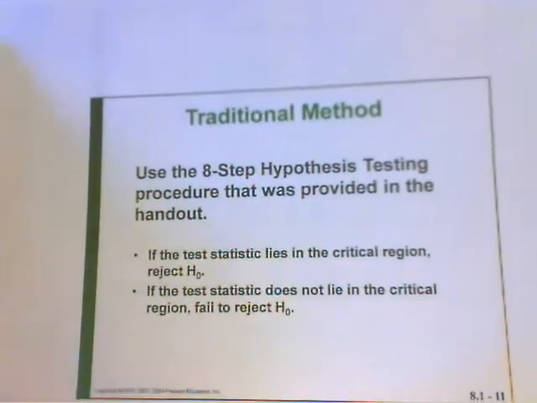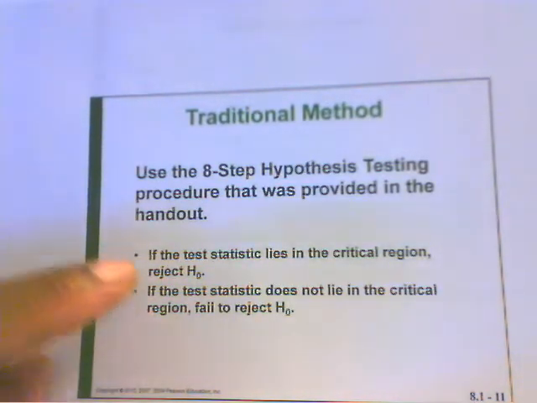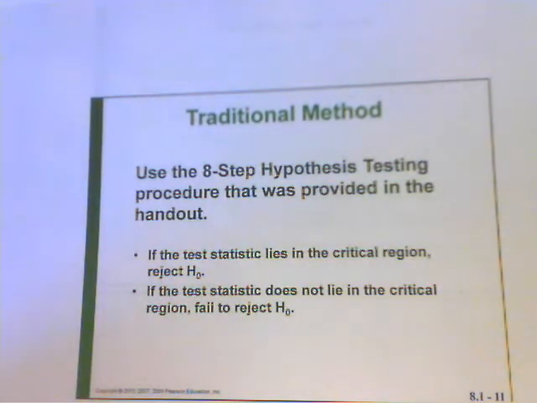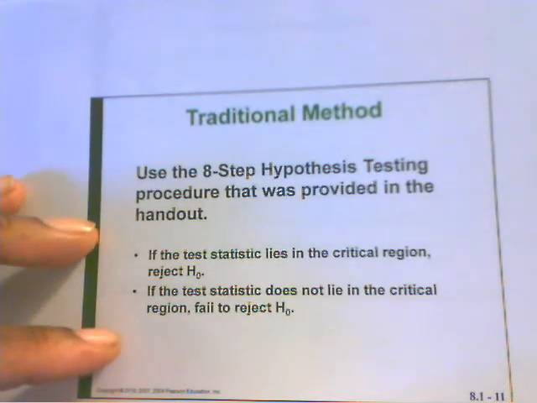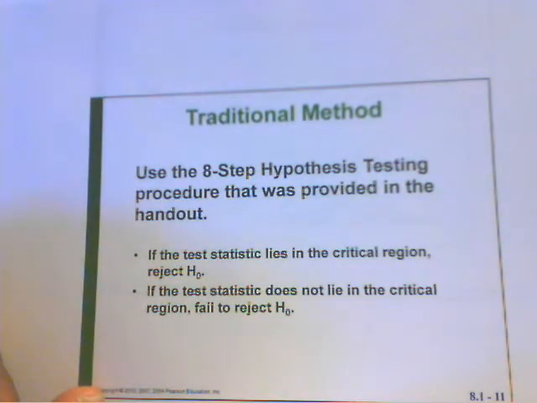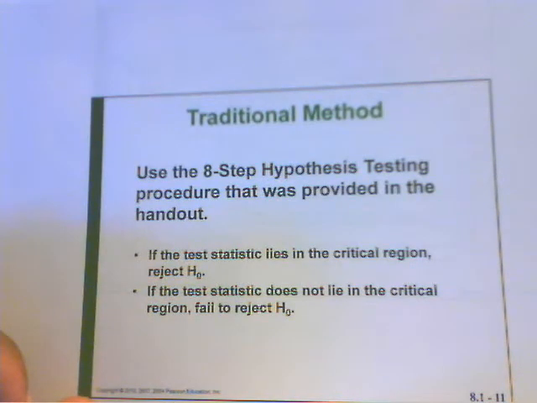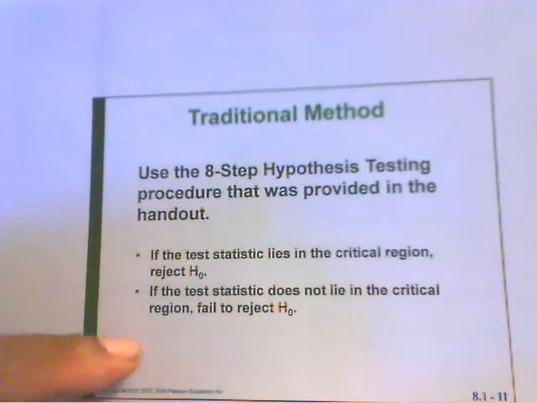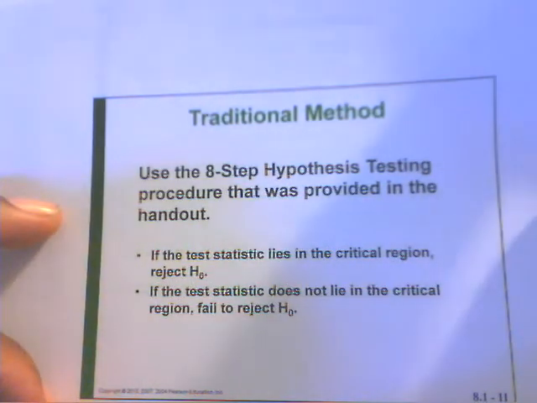And the traditional method, as I mentioned earlier, you'll use the 8-step procedure. The only thing that's different is step number 6. You calculate the test statistic in step 5. But for the critical region, you're going to use that table of common critical Z values to find out what your critical value is. And then you compare the test statistic to that critical value. So here, if the test statistic lies in the critical region, you reject the null hypothesis. Or if the test statistic does not lie in the critical region, you're going to fail to reject the null hypothesis.